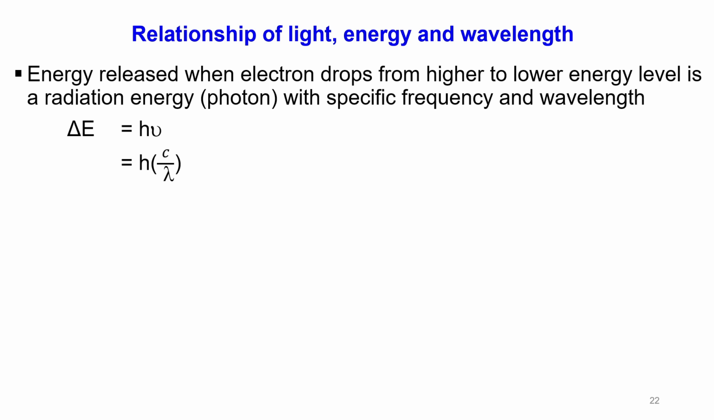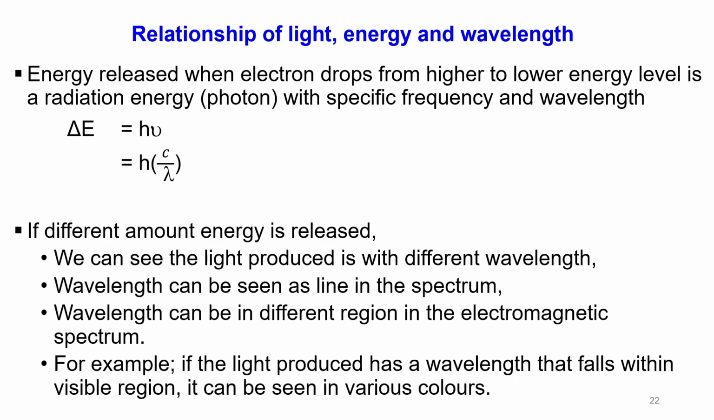If a different amount of energy is released, we can see the light produced has a different wavelength. The wavelength can be seen as a line in the spectrum, and wavelength can be in a different region of the electromagnetic spectrum. For example, if the light produced has a wavelength that falls within the visible region, it can be seen in various colors.